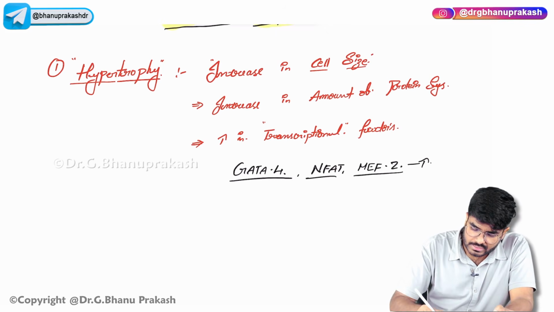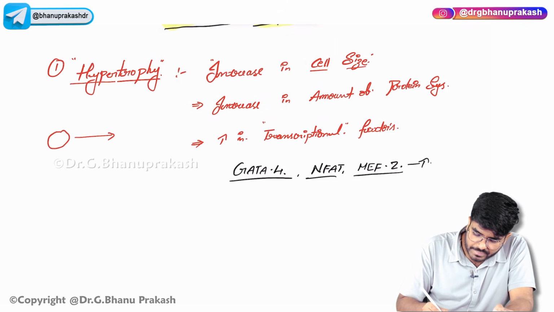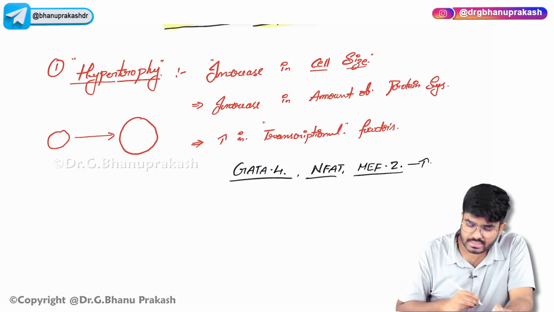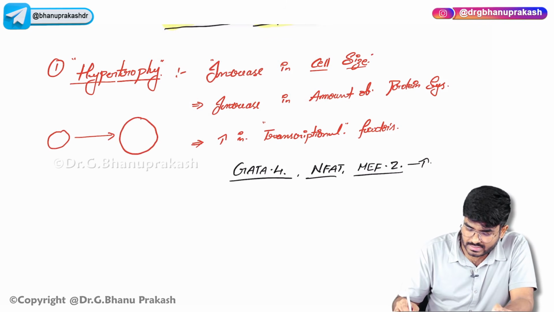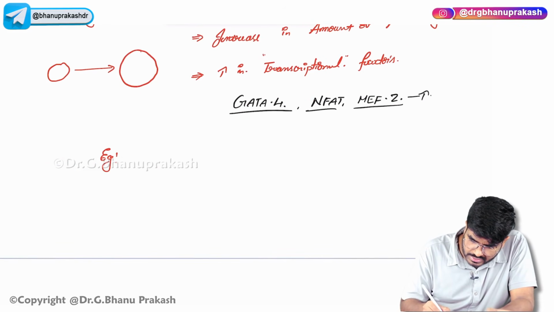Now you can ask me, sir, in hypertrophy you have said a small cell is becoming a bigger size cell. Where can we see such an example? Hypertrophy is seen in which conditions? Examples are important. Seen in exercise.